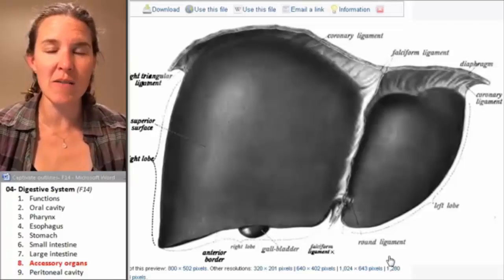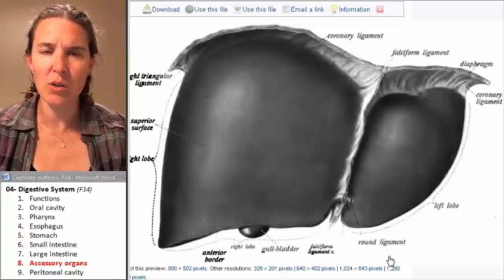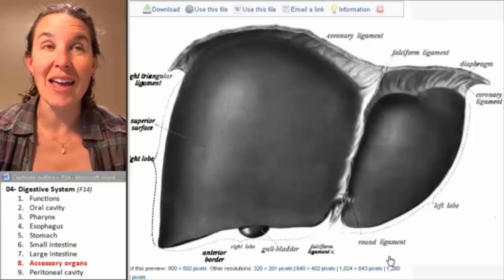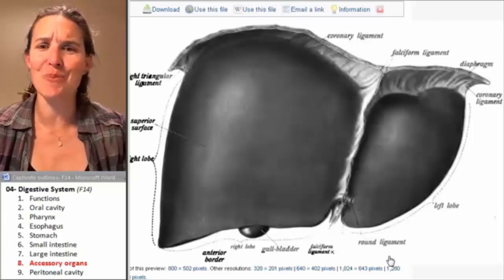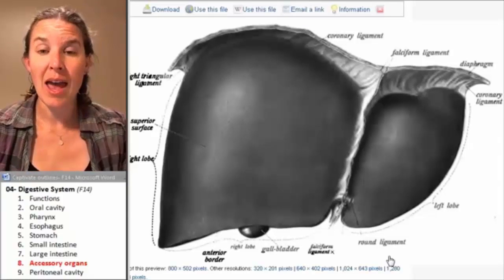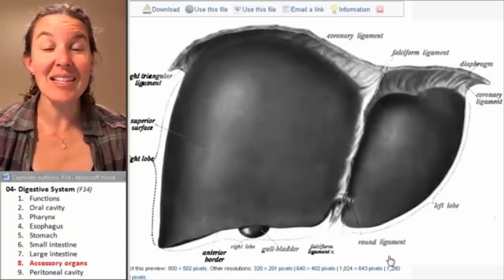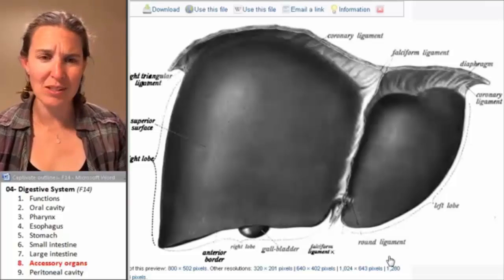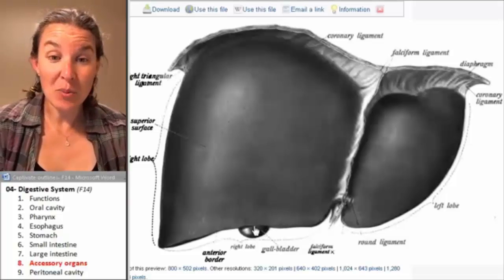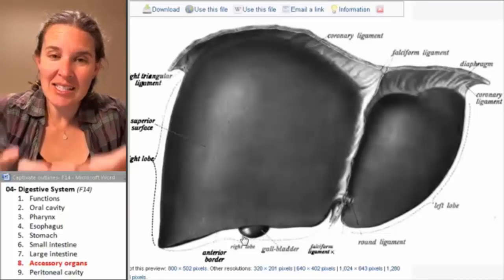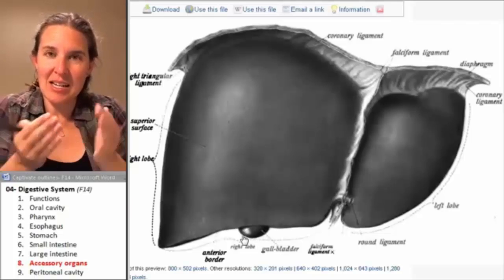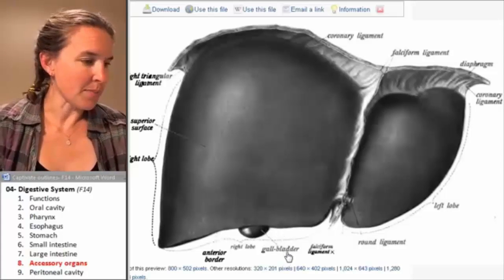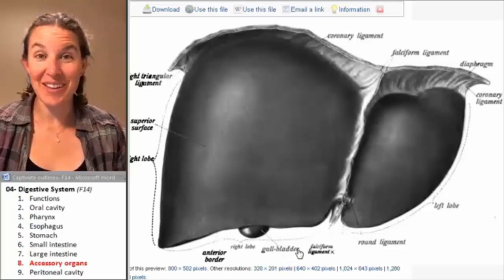The round ligament is like an old school umbilical vein. Do you need an umbilical vein anymore? Do you have an umbilical cord? No, but you used to. And you used to be attached to your mama through that umbilical cord, and the round ligament is the leftovers of that attachment. How cool is that? Check out the placement of the gallbladder. It's tucked up nice and tight to the liver itself. What else? Nothing else. That's perfect.